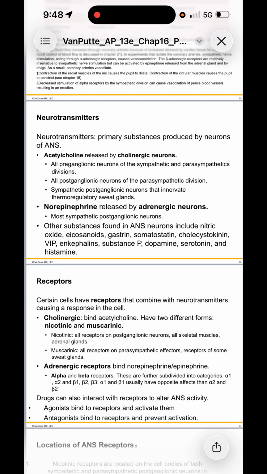Other substances found in ANS neurons include nitric oxide, eicosanoids, gastrin, somatostatin, cholecystokinin, VIP, enkephalins, substance P, dopamine, serotonin, and histamine.